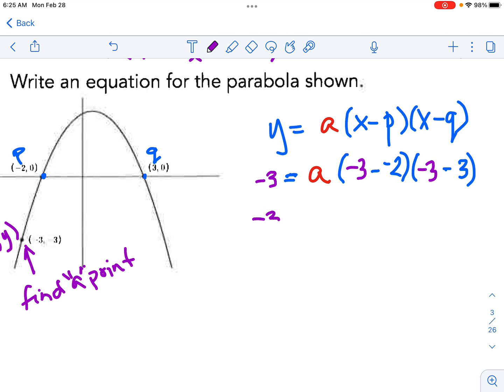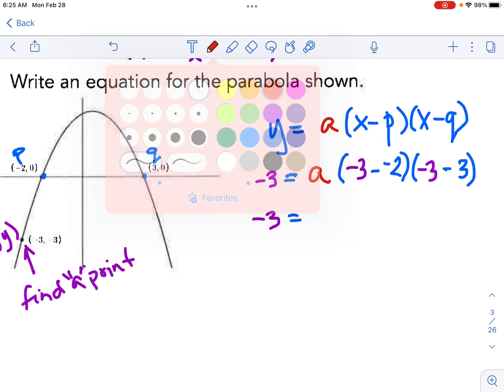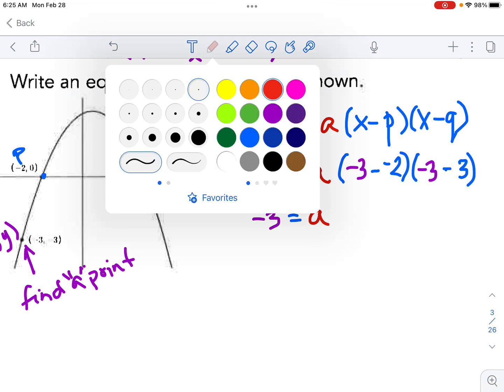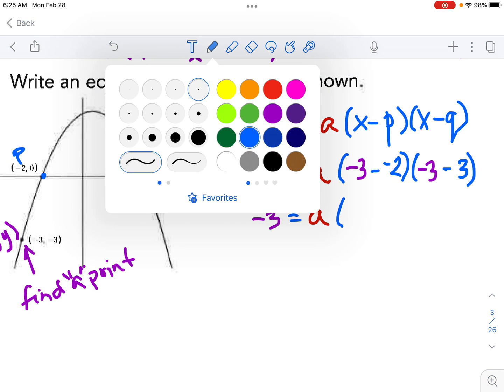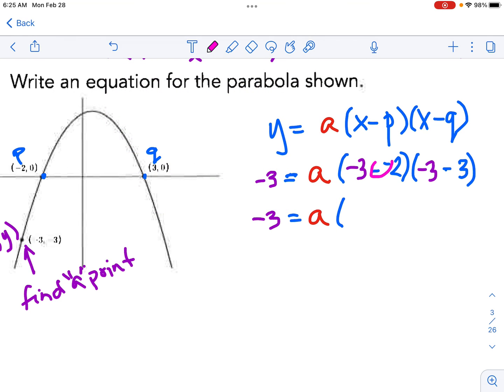So we have negative 3 equals a times the quantity. I'm going to stop color coding. Okay, so let's take a look at this. This is negative 3 minus a negative 2. That's like a plus. Let me just make that comment here. Minus a negative is a plus. So that whole thing then is negative 1. And negative 3 minus 3 is negative 6. So we have minus 3 equals a times 6.